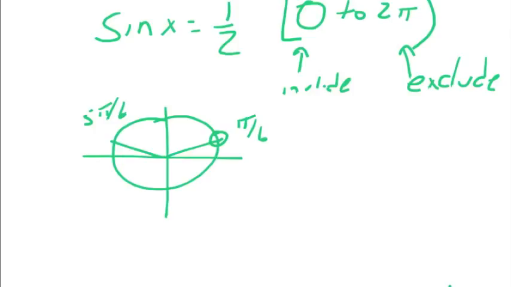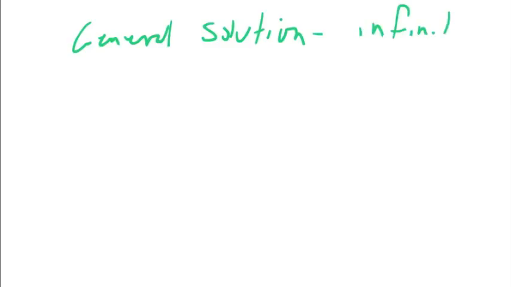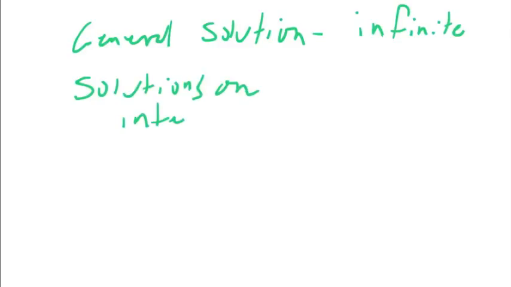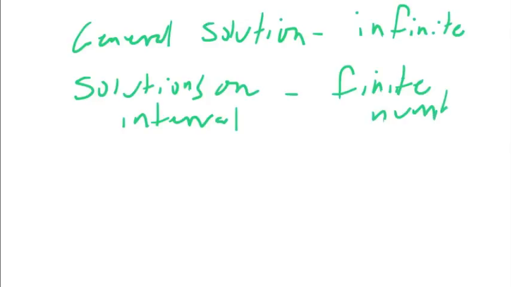So another way of thinking about this is if you were asked for a general solution, there's an infinite number of solutions to a trigonometric equation. If you were asked for solutions on an interval, there will be a finite number of solutions. Get to work.